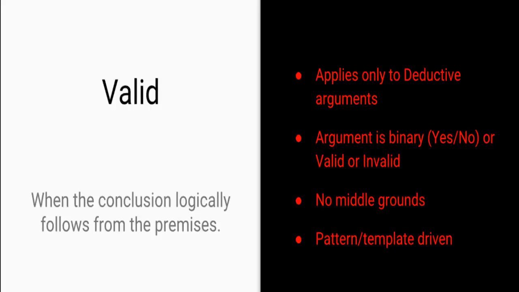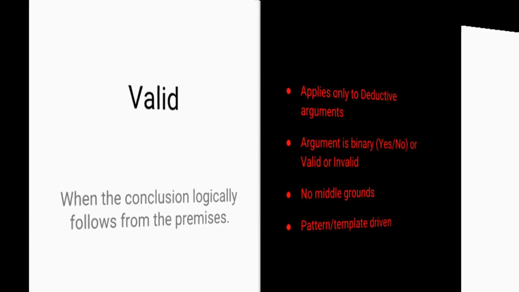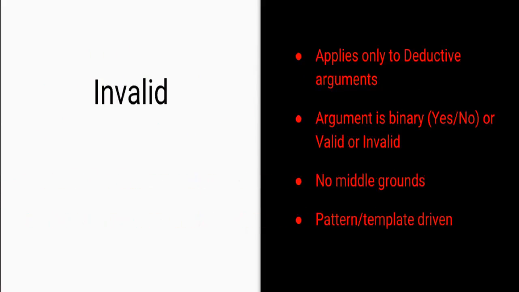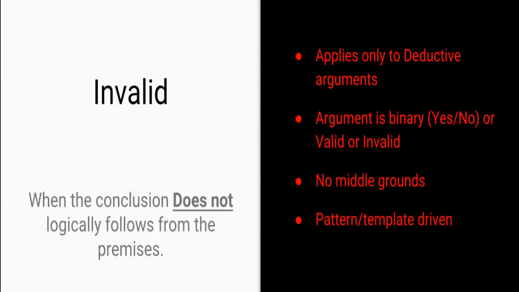These kinds of reasoning are actually pretty easy to detect and spot because they're pattern driven and they follow a strict template, which I will introduce to you later when we get into the tutorial about conditional reasoning and formal logic. Now, the other side of the yes-no statement would be invalid. Invalid is just the opposite of valid. It applies only to deductive arguments. It's when the conclusion does not, I repeat, does not follow logically from the premises. So again, this is the no aspect of a binary statement. There's no middle ground and it's pattern-driven.